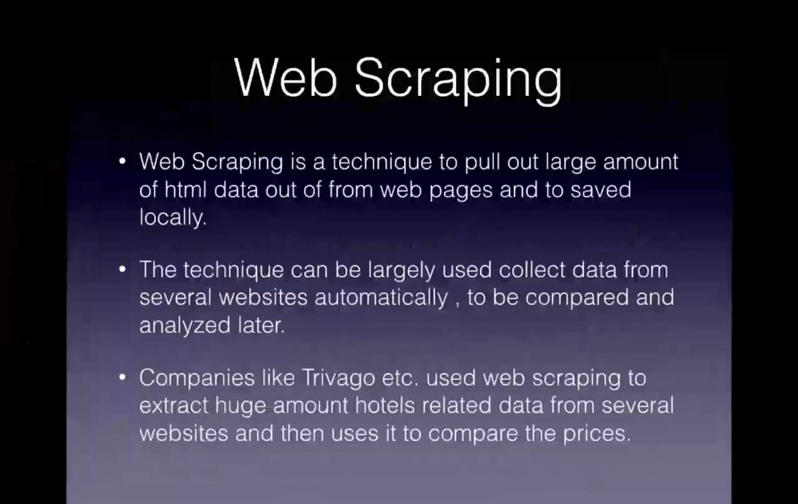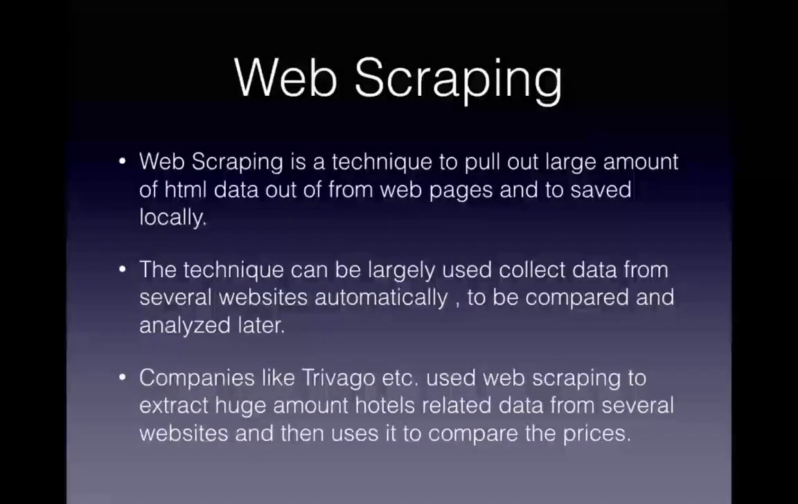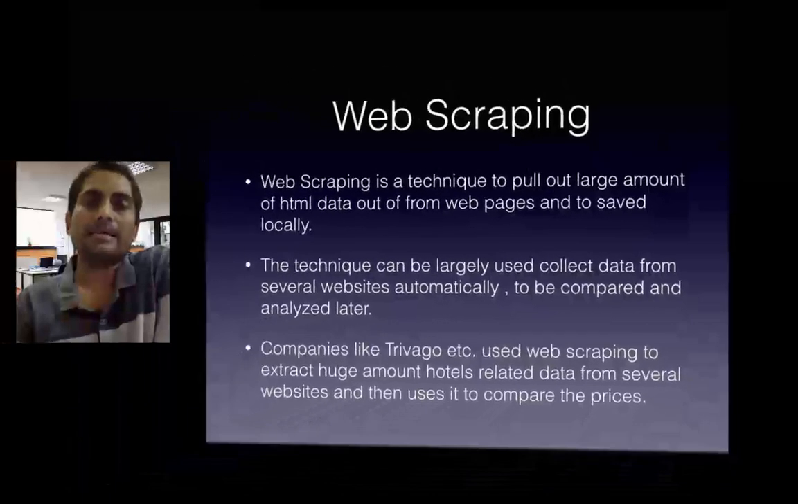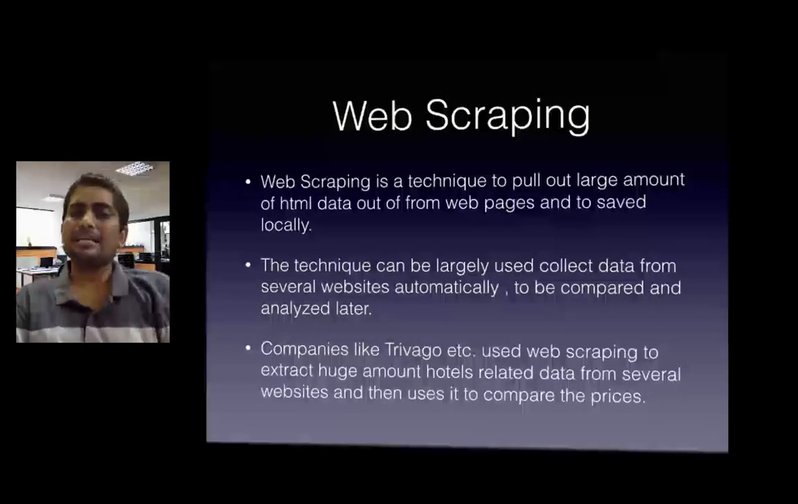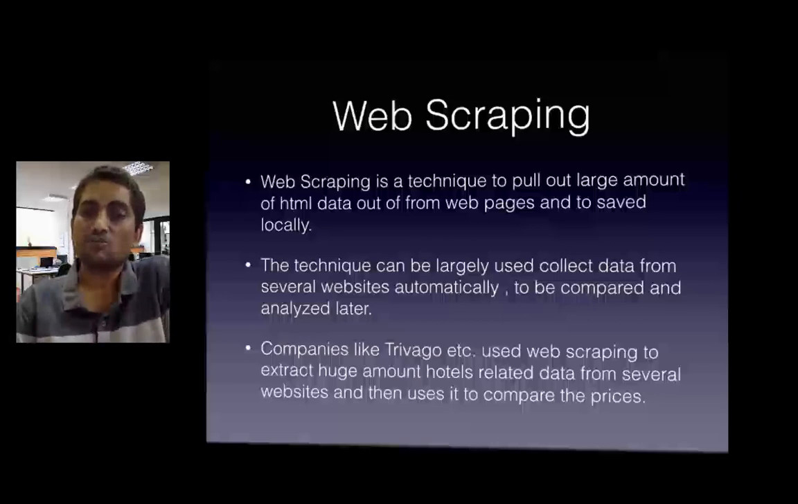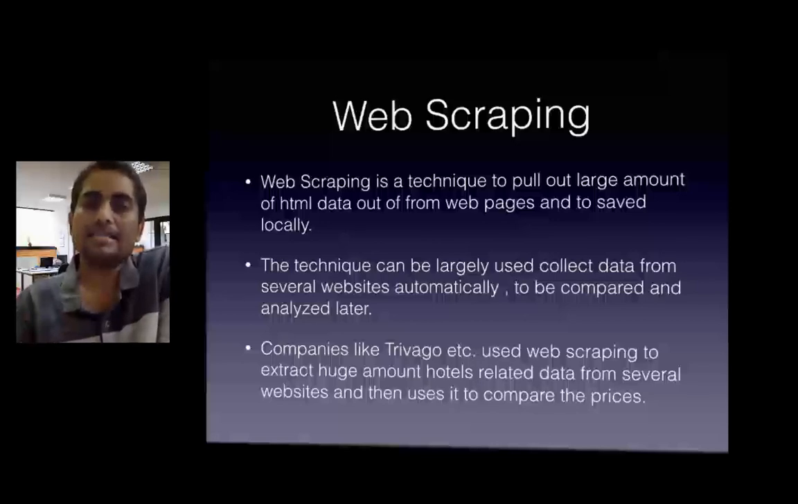Scraping is a technique to pull out a large amount of HTML data from web pages and save it on your local drive. This technique is used largely to collect data from different websites and get it together to analyze, to work upon, and to compare the data in the sites. Companies like Trivago use web scraping as a tool to get hotel information from different websites and compare it together to analyze and give the information to their customers.